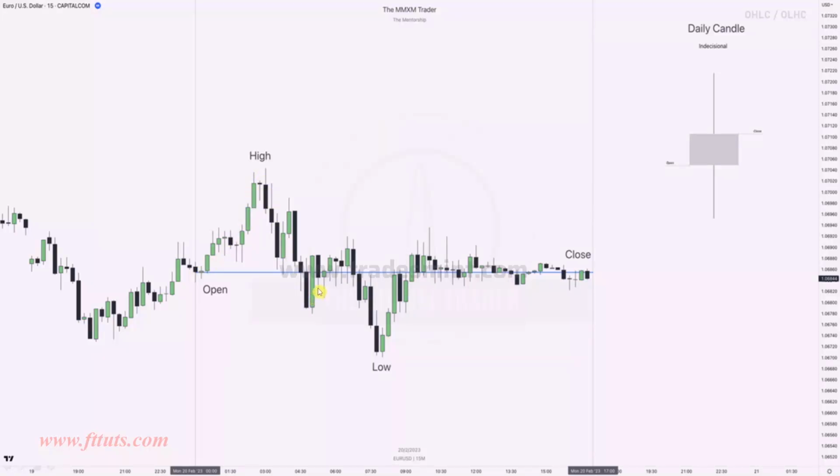So we're creating a high of the day, going back to that New York midnight opening price, creating a low of the day, and then just keep hanging around that New York midnight opening price. And this is an indication too of a consolidation day. And you can also say it's kind of a seek and destroy profile, because we just run buy stops and sell stops and return back into the range. And then on the daily candle, it looks something like this as an indecisional candle.